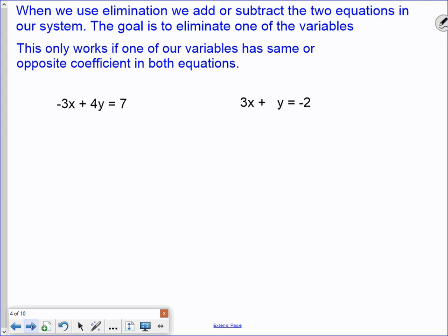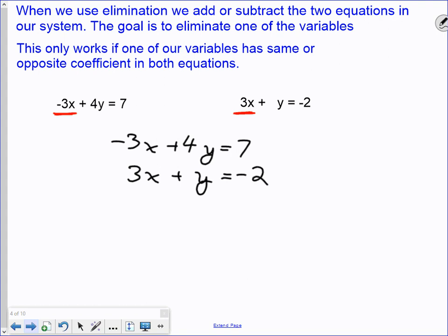How do I know if I'm going to add or subtract? Well, when I look at them, I've got a negative 3x here, and I've got a positive 3x here. Those two things are going to cancel out if I add them together. So I'm going to add these two equations. And usually when we do this adding, we rearrange our equations so that they're one on top of each other. So I'm just going to rewrite that first equation, and then I'm going to put the second equation underneath it. And when I do this, I'm matching up the like terms, kind of like when we were adding or subtracting polynomials.